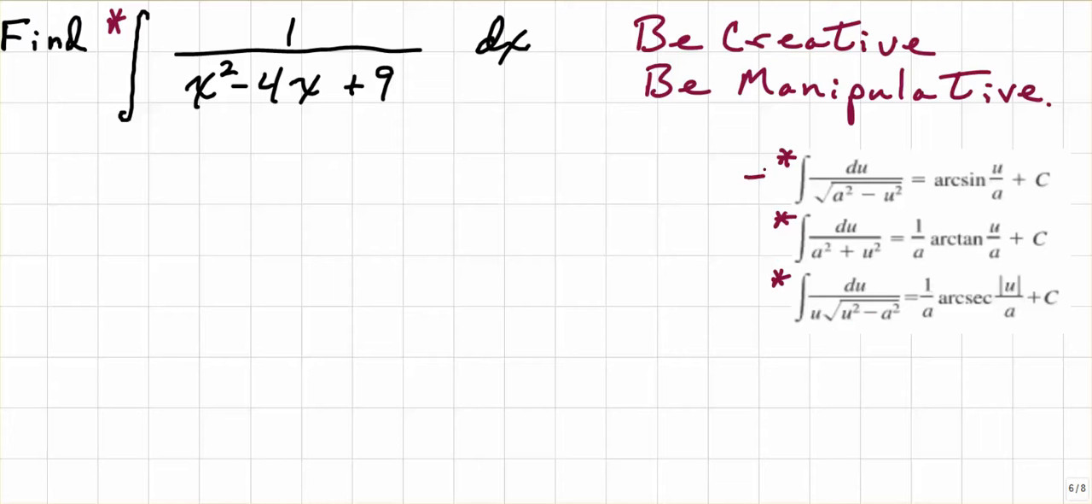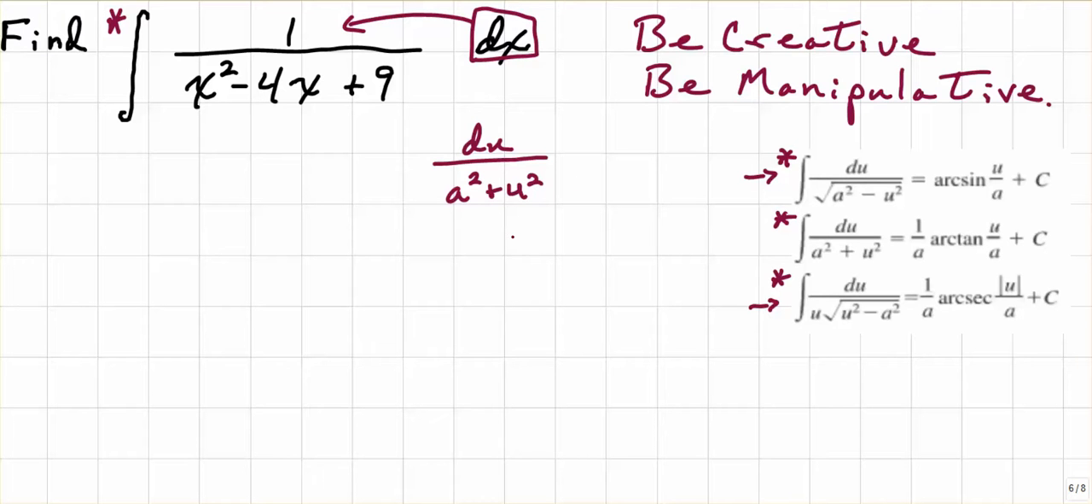So that's going to preclude the first and the third formula, which means that I want to try to put this thing in the form of du over a squared plus u squared. Well, I can do that by taking the dx here and moving it here, and then hoping that I can come up with some sort of u substitution.